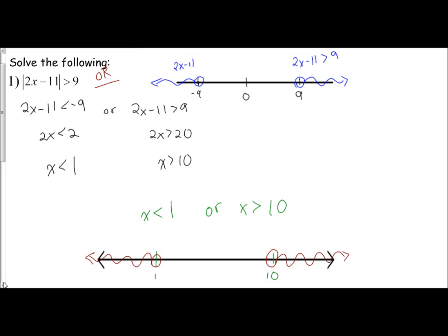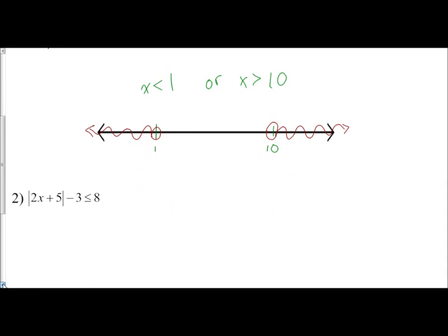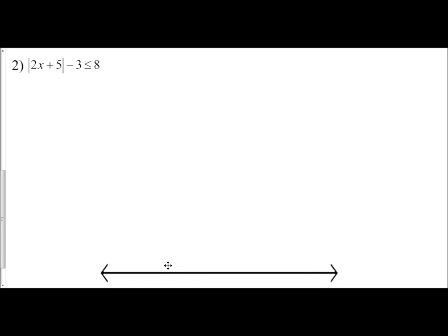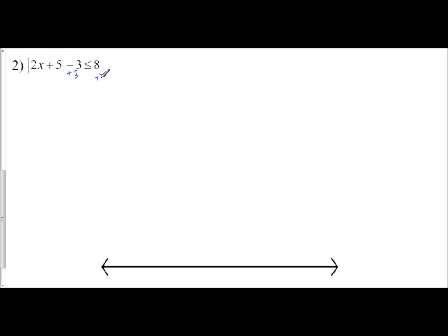So let's look at example 2. On this one, the absolute value of 2x plus 5, minus 3, is less than or equal to 8. Well, we need to isolate our absolute value first. We can't do anything until it is all by itself. So I'm going to have to add 3. And that's going to give me the absolute value of 2x plus 5 is less than or equal to 11.